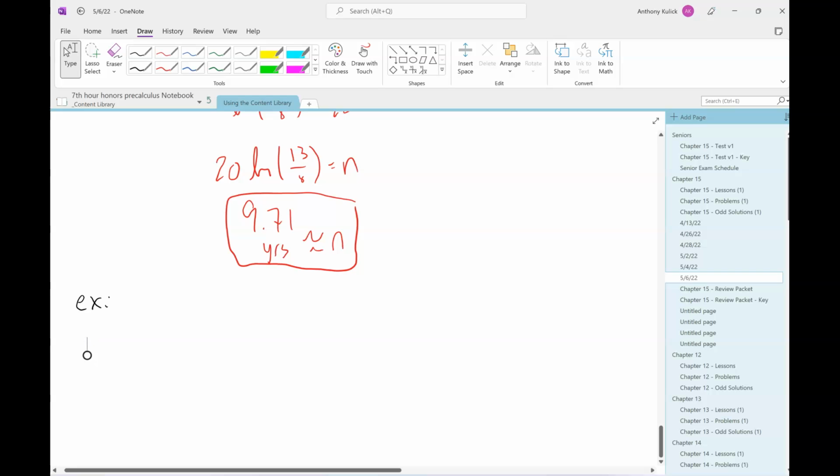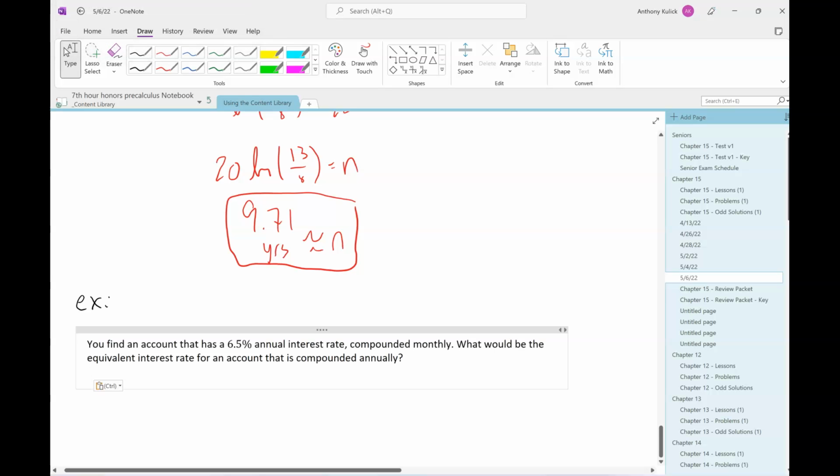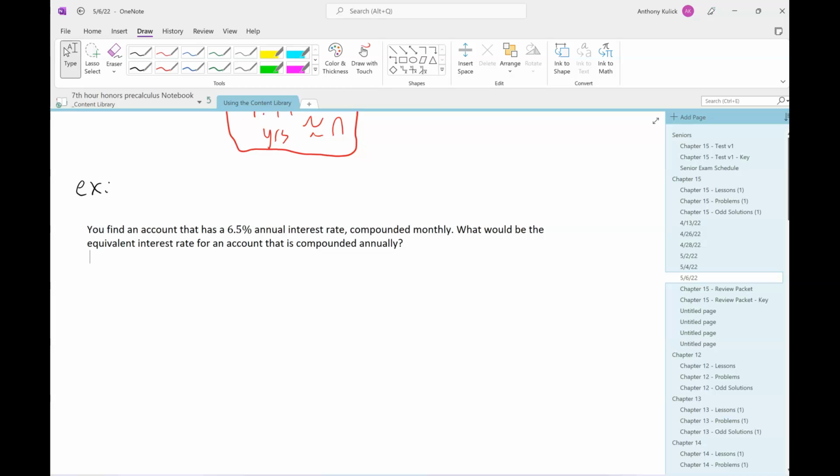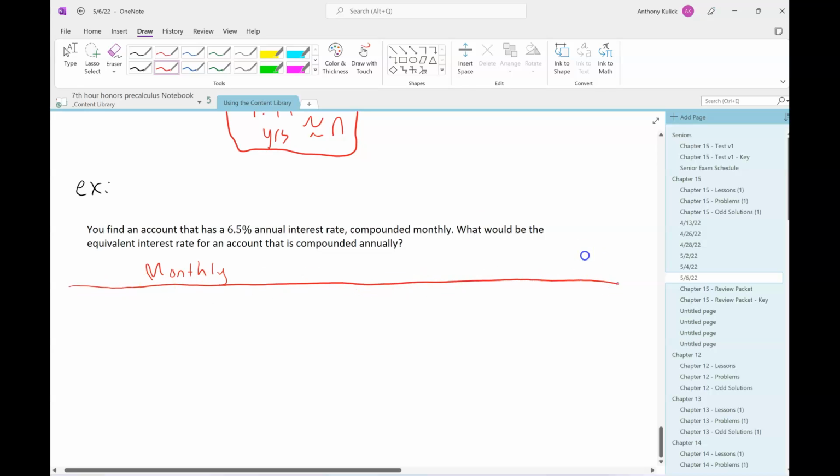All right, unrelated example. So here it says you find an account that has a 6.5% annual interest rate compounded monthly. What would be the equivalent interest rate for an account that is compounded annually? Okay, well, it sounds like I'm going to have to do something for monthly compounding and something for compounded annually.